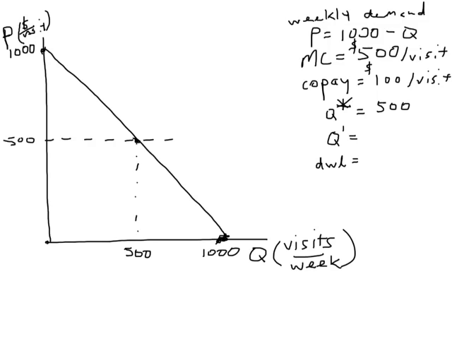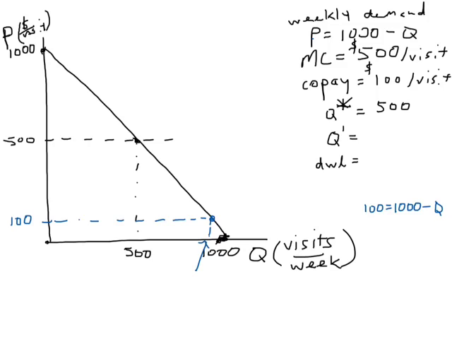Go to blue here. Well, if the copay were just 100, then people are going to go to the doctors as long as the value received from a single doctor's visit is greater than 100. And that's going to bring us to this outcome here. What quantity is that? Well, we can just plug 100 into this. 100 equals 1,000 minus Q. Let me do the algebra.